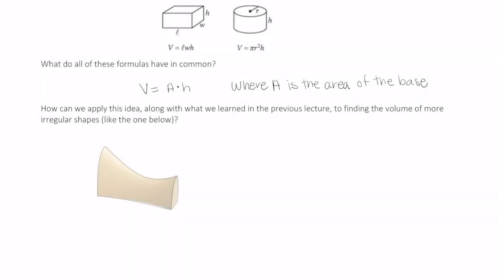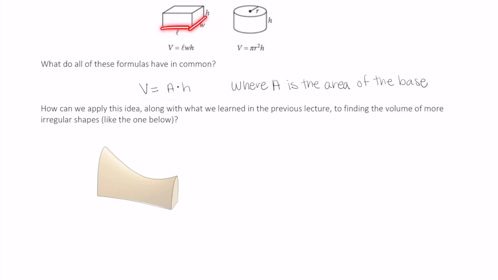Welcome. In this video, I'm going to go over how to compute the volume of some more irregular shapes, like say this one below. And from the guided lecture, you should have looked at what the volumes, say, of a rectangular prism and a cylinder have in common. And what they have in common is that their volume is equal to the area of the base.